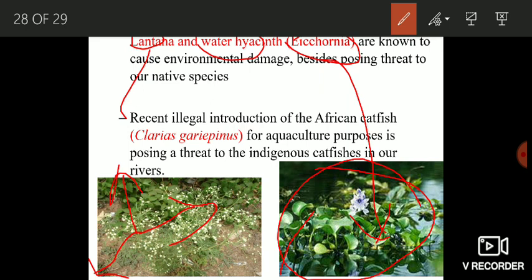it has resulted in loss of our native species. And besides this, the recent illegal introduction of the African catfish Clarias gariepinus for aquaculture purposes is posing a threat to the indigenous catfishes in our rivers. The African catfish, which was introduced into our country for aquaculture purposes, somehow found its way into the river systems, and now it is posing a severe threat to the native catfishes.